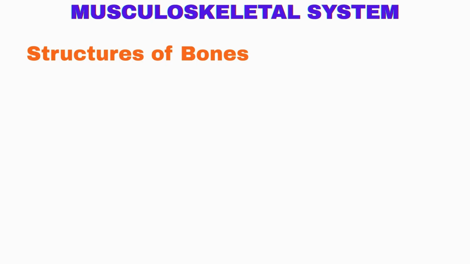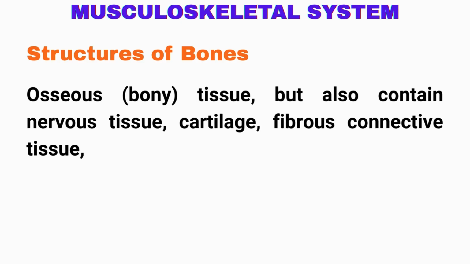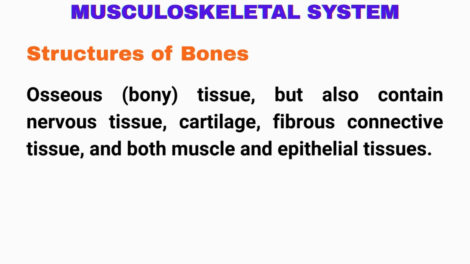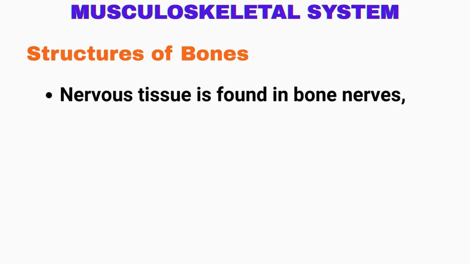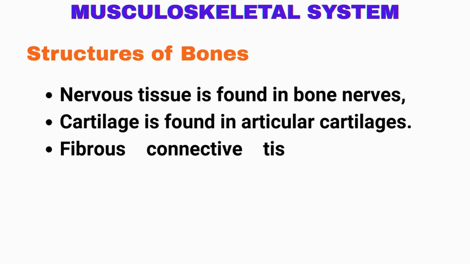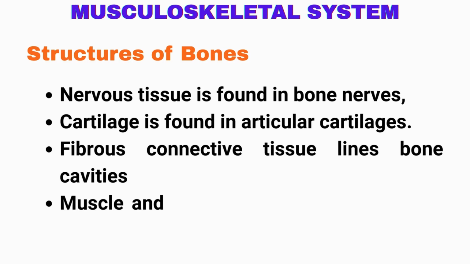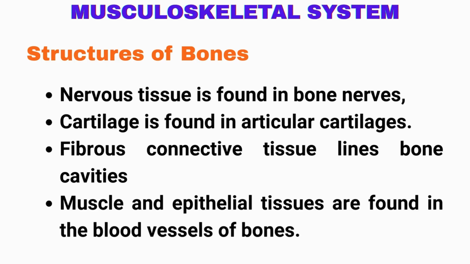Now we will see the structure of bones. The bones are considered organs because they contain various types of tissue. They are not only dominated by osseous, that is bony tissue, but also contain nervous tissue, cartilage, fibrous connective tissue and both muscle and epithelial tissues. Nervous tissue is found in bone nerves, whereas cartilage is found in articular cartilages. Fibrous connective tissue lines bone cavities, and both muscles and epithelial tissues are found in the blood vessels of bones.